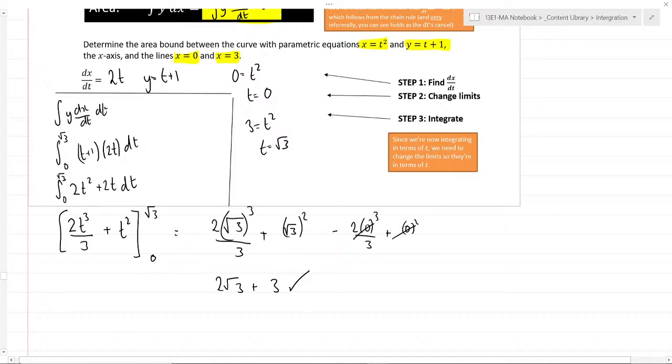I've done a bit too much in my head there. Is everybody alright with where that's come from? Cubing that root 3 is going to be 3. Root 3 times root 3 times root 3. Root 3 times root 3 is 3. Times by root 3 is 3 root 3.